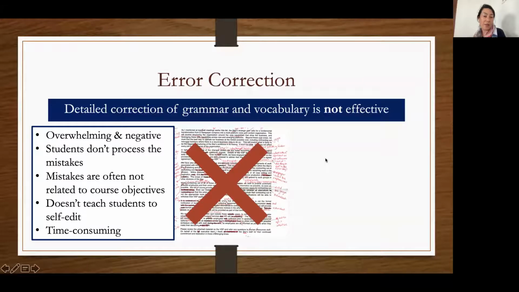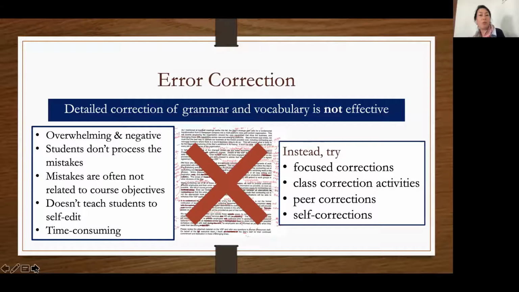Also, when we correct everything for our students, it doesn't teach students to self-edit. Right now, there are students that we can do things for them, but eventually they will be out of our classrooms or they will just be in a test where they're not getting this feedback and error correction. They need to be able to be their own editors, look at their own work, find their own kinds of mistakes. And finally, this is extremely time consuming for the teacher to mark all of these errors. And so modern pedagogy suggests that this is not effective. This is not helpful to students. It's a waste of time.